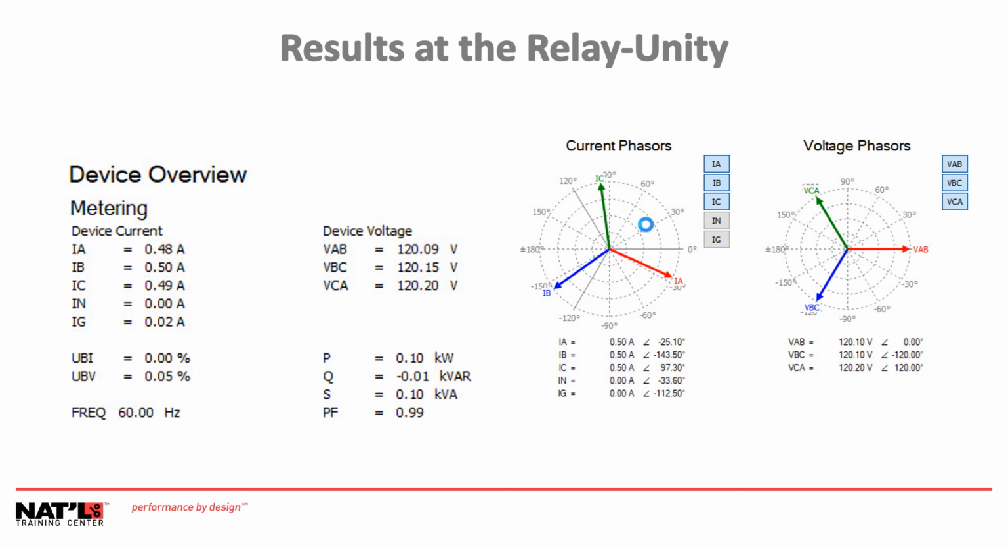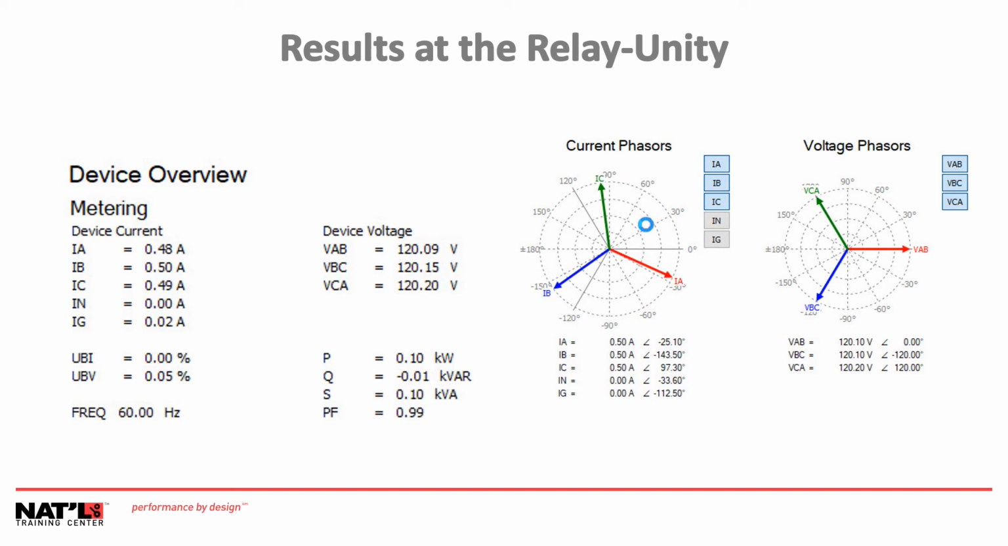However, what's going to look different to you on the vectors on the right side, you're going to notice that before, on all the vectors I've been showing you from the test equipment standpoint, VAB was at 30 degrees. That's not the case here. The reason is this relay uses the VAB as a reference, so it changes everything to be in relationship to VAB.